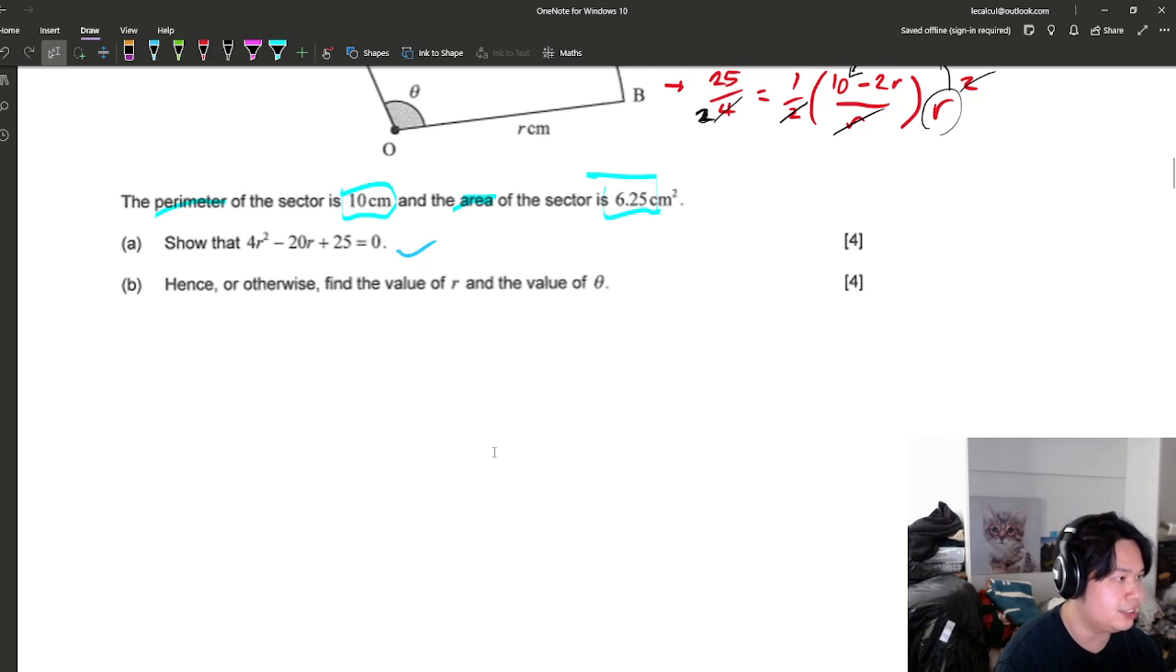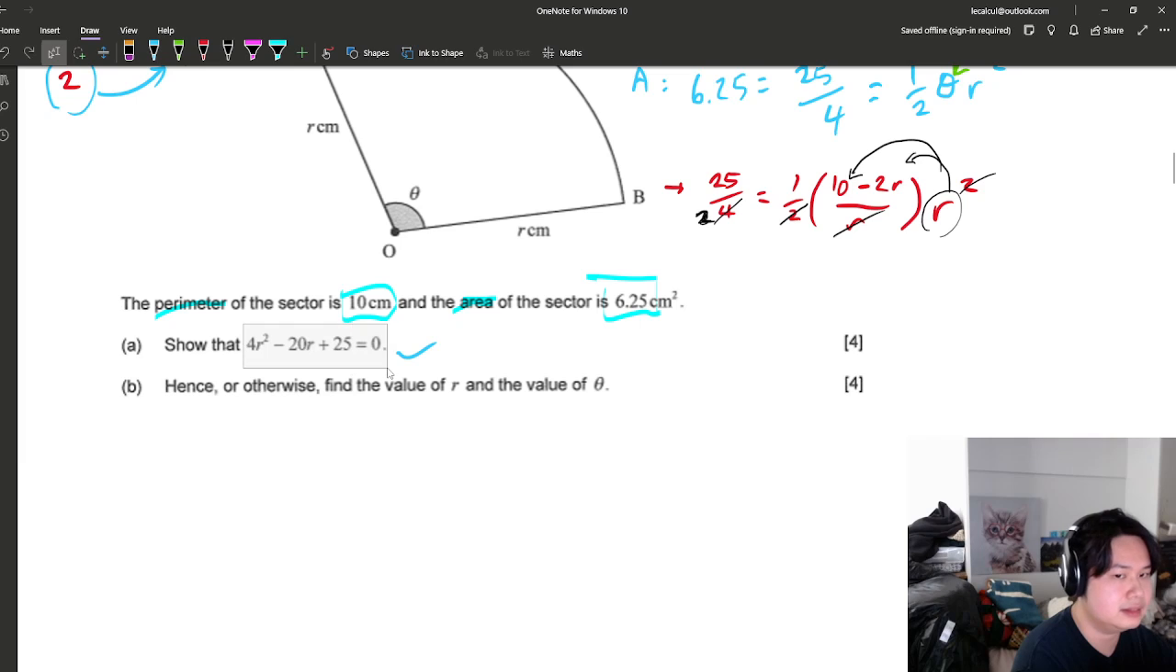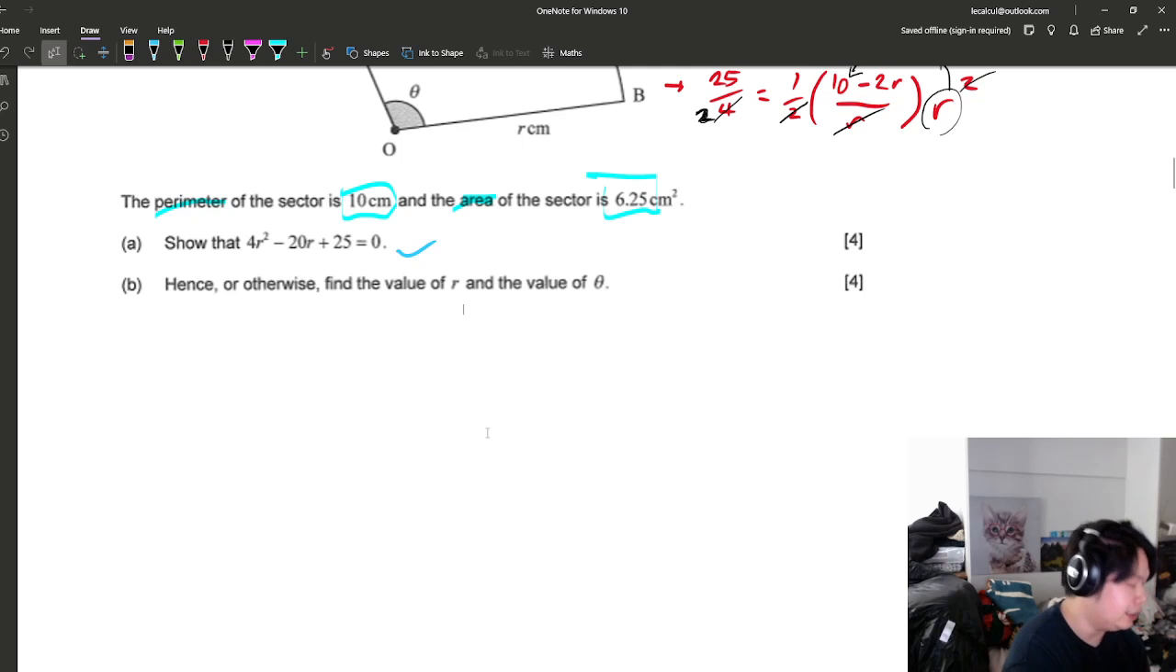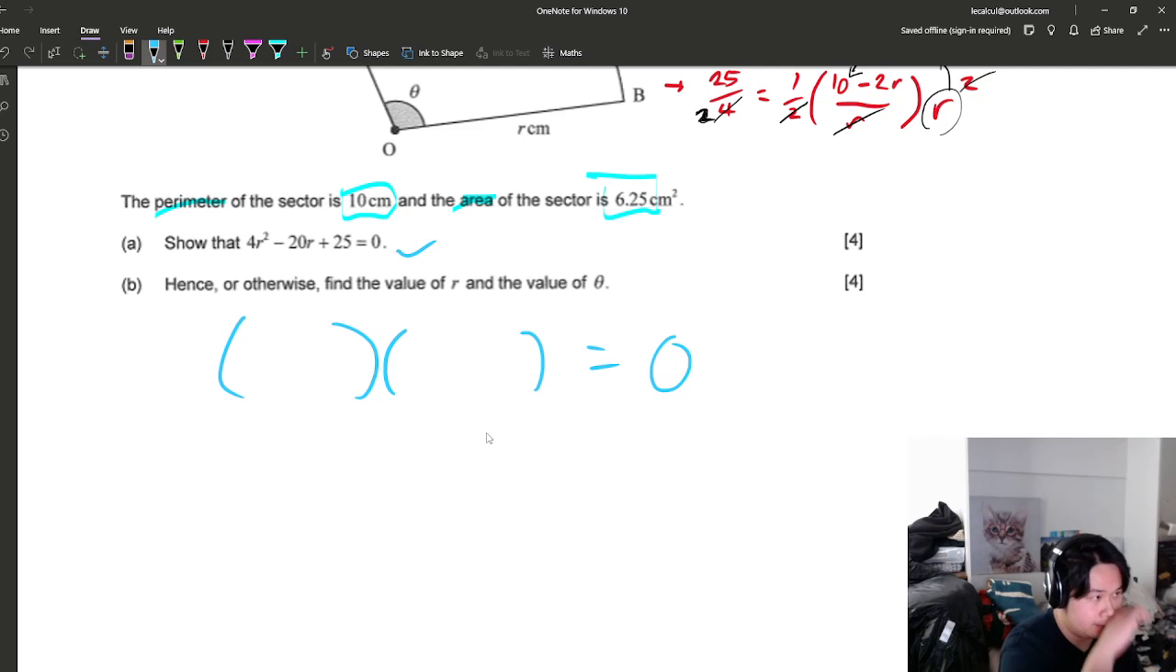Okay, hence or otherwise, find the value of r and the value of theta. So hence means you should use this. You should use things in former questions. We want to solve the value of r, so that's fine. This is probably a factorable quadratic. 4 is the leading. Is this 2 and 2 or is this 1 and 4? And then the middle is 20. Okay, and then 25, right? So for part B, you're just going to factor this and then solve for r.